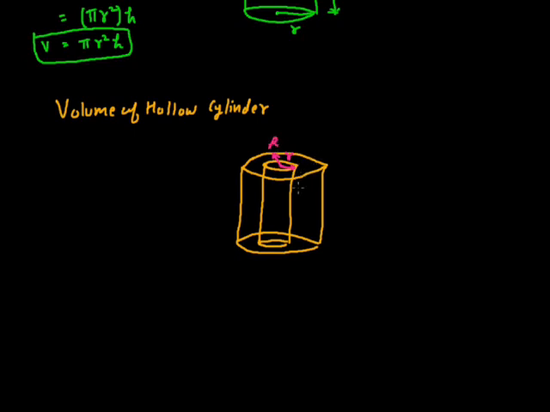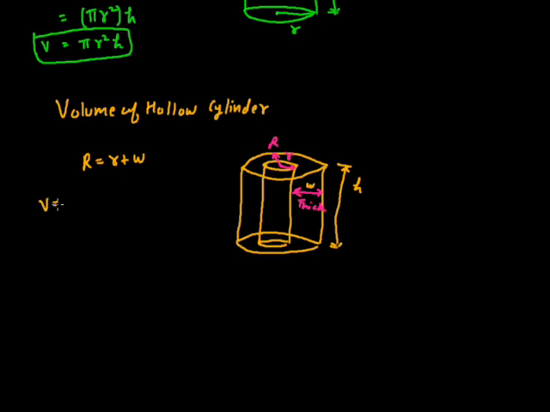Now, the difference between the capital R and the small r, that is this difference, is the thickness of the material used to make the hollow cylinder. So from this figure we can say that capital R is equal to the internal radius plus the width of the material used. W represents the width of the material used, and the height of the cylinder is again h. This internal cylinder is hollow, there is nothing inside it, it is empty. Now we have to find the volume of this hollow cylinder.